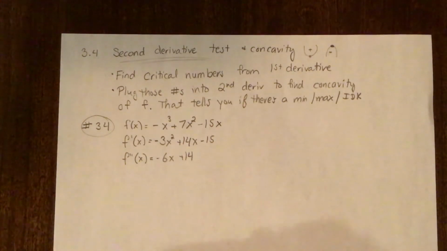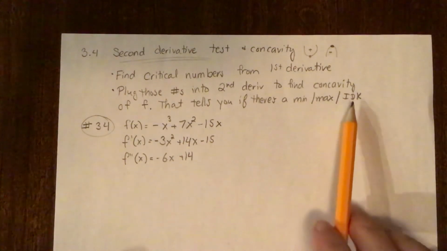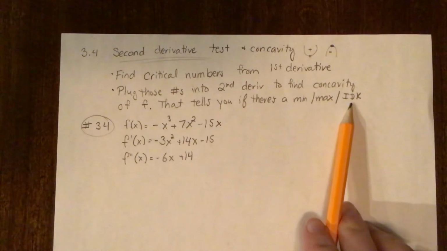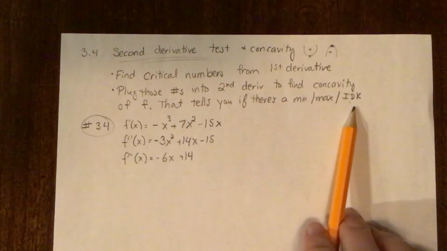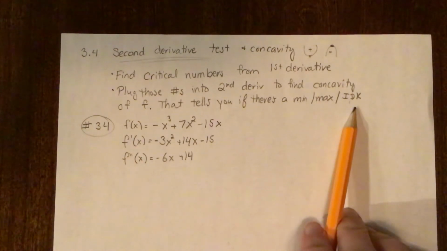All right, if you get 0, it's not that there's no min or max there, it's IDK. We can't use the second derivative test. Just like, I don't know, we have to try something else. We don't have enough information yet.